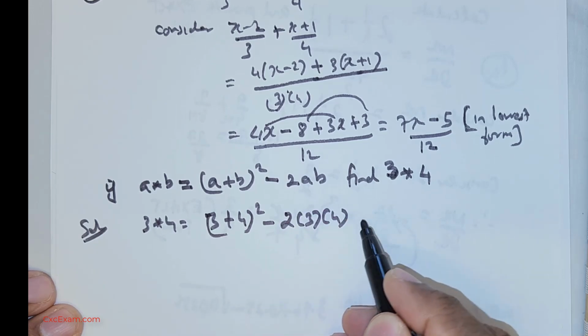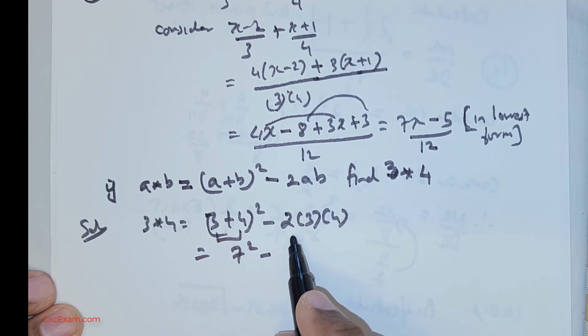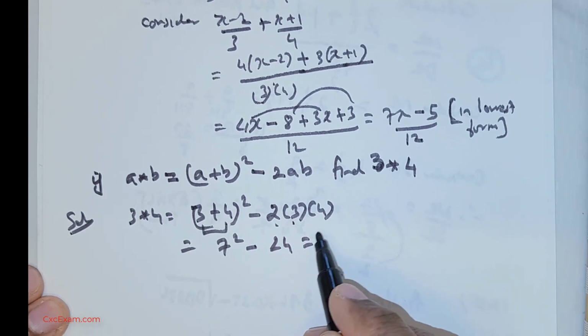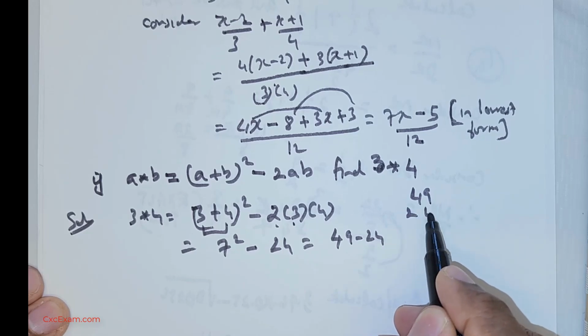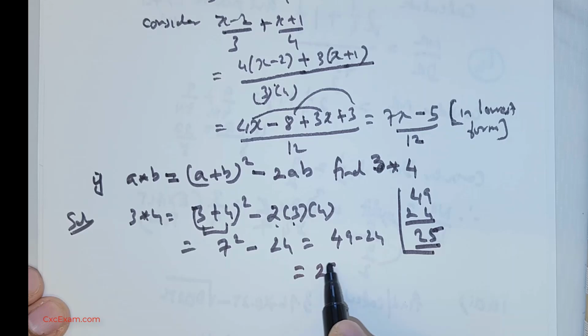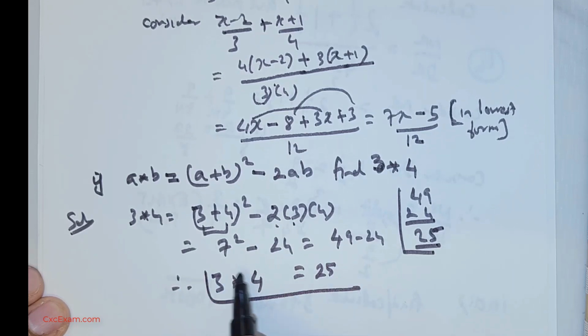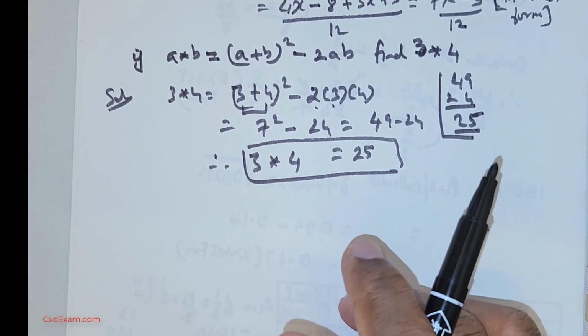So 3 star 4 is going to be (3 + 4) raised to the power of 2 minus 2 times 3 times 4. So this is equal to 3 added with 4 is 7, raised to the power of 2. 2 times 3 is 6, 6 times 4 is 24. 7 squared is 49 minus 24. From 49 you take away 24, you get 25. So therefore 3 star 4 is equal to 25.